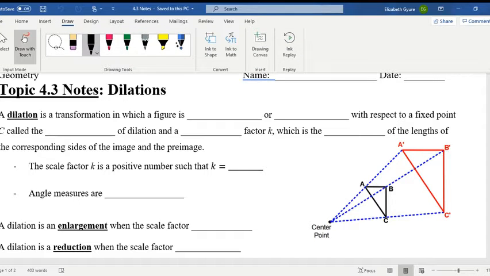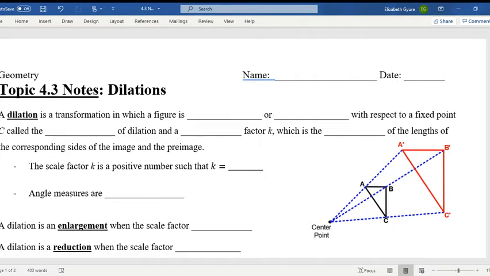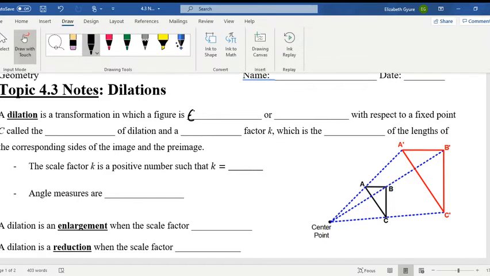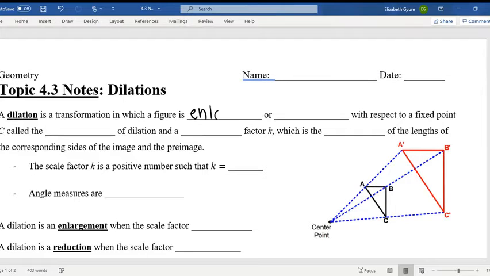Dilations. So a dilation is a transformation in which a figure is enlarged or reduced with respect to a fixed point, C, called the center of dilation. So we're going to enlarge it or reduce it.